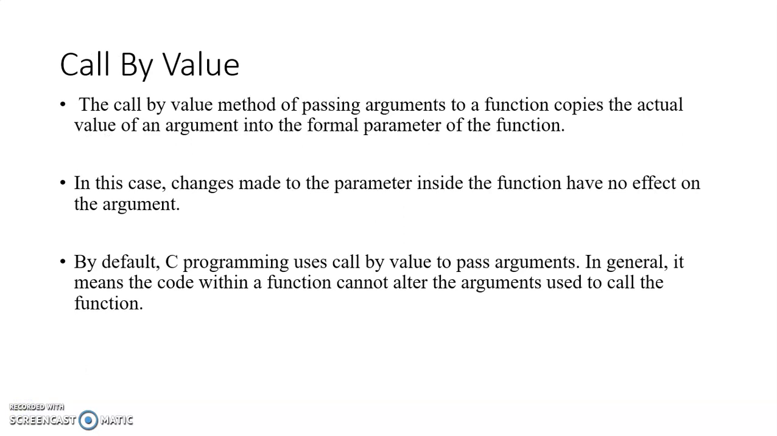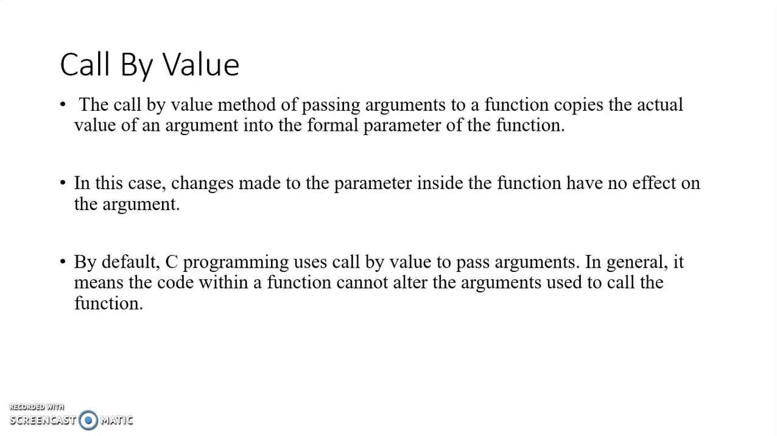The call by value method of passing arguments to a function copies the actual value of the argument into the formal parameter of the function. That means they are just copying the actual parameter into the formal parameter. As we saw in the previous example, the name of the variable inside the parameter list doesn't matter. They are just copying the value as it is, from the actual parameter to the formal parameter. That is known as call by value.